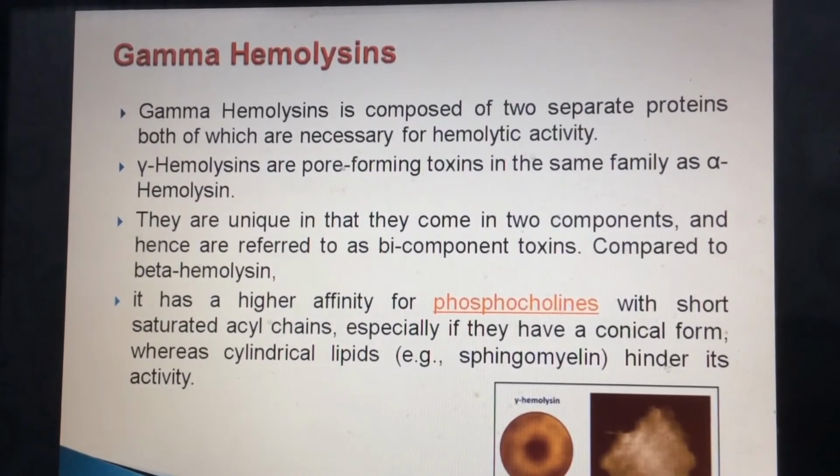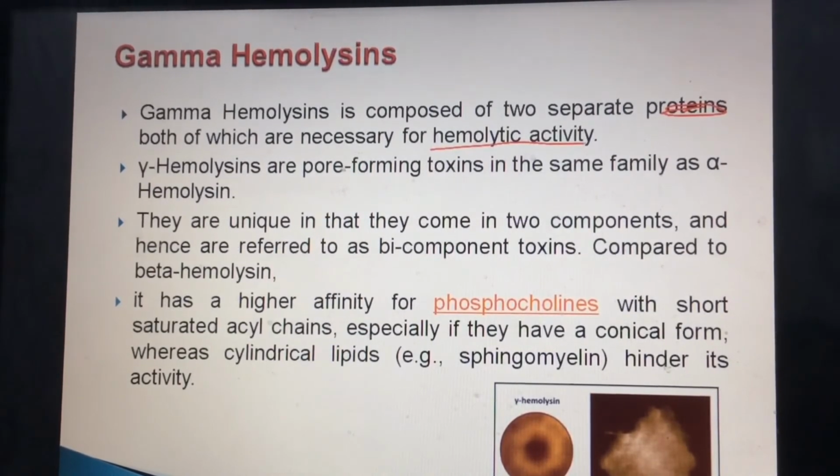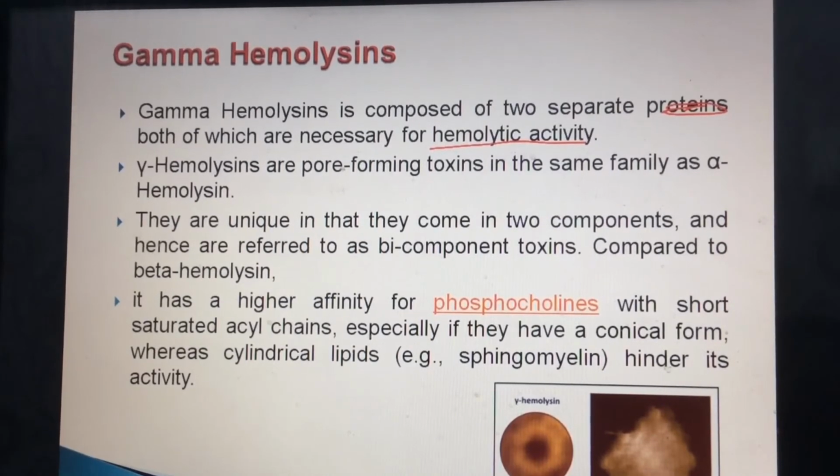Gamma hemolysin is composed of two separate proteins. Here only protein molecules are present. Both proteins are necessary for hemolysis. First the gamma, alpha and beta: these are lipid molecules, but here only the protein molecules. Gamma hemolysin only forms pore-forming toxins. They are similar to alpha hemolysin, but it is a unique bicomponent toxin compared to the beta hemolysin. So you can see the picture, you can find very clustered structures as compared to the alpha and beta. There you can identify these things.